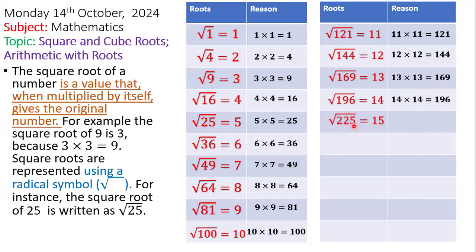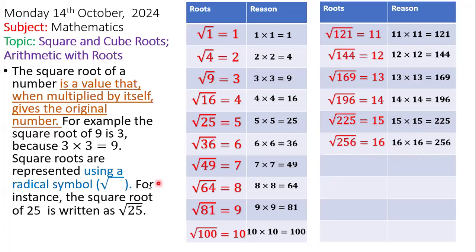Next, what is the square root of 225? 15. Why? Because 15 times 15 is 225. Very good. Now, what is the square root of 256? 16. Because 16 times 16 equals 256.